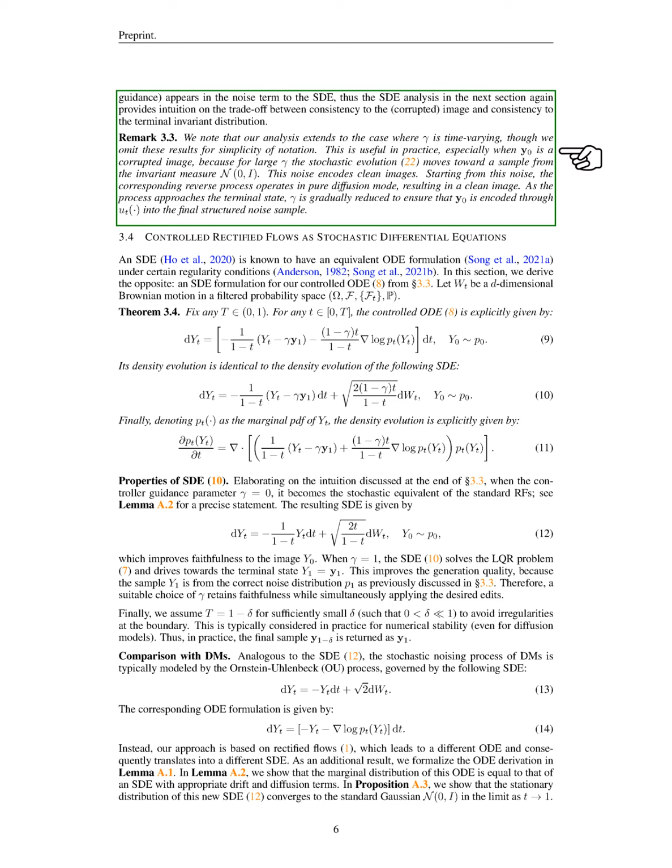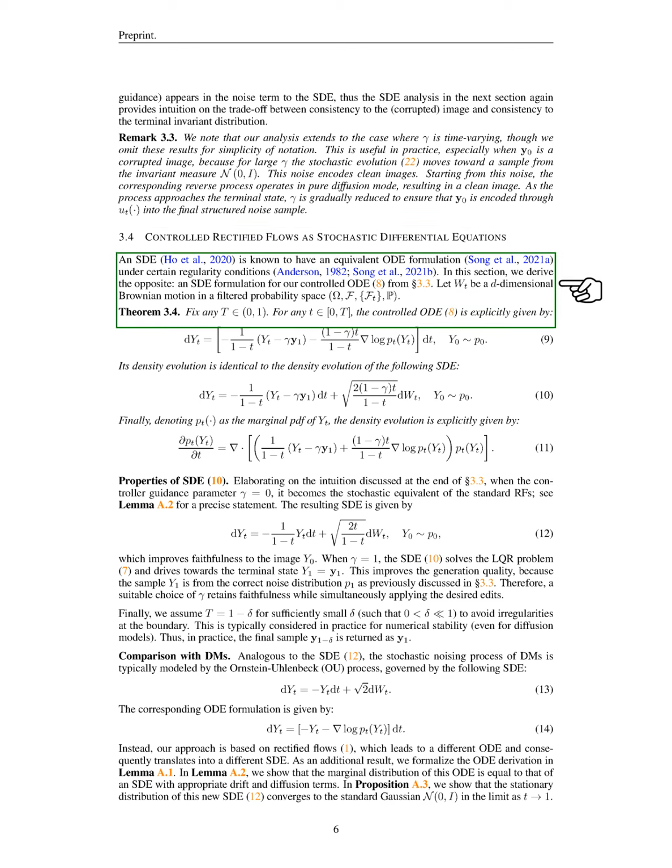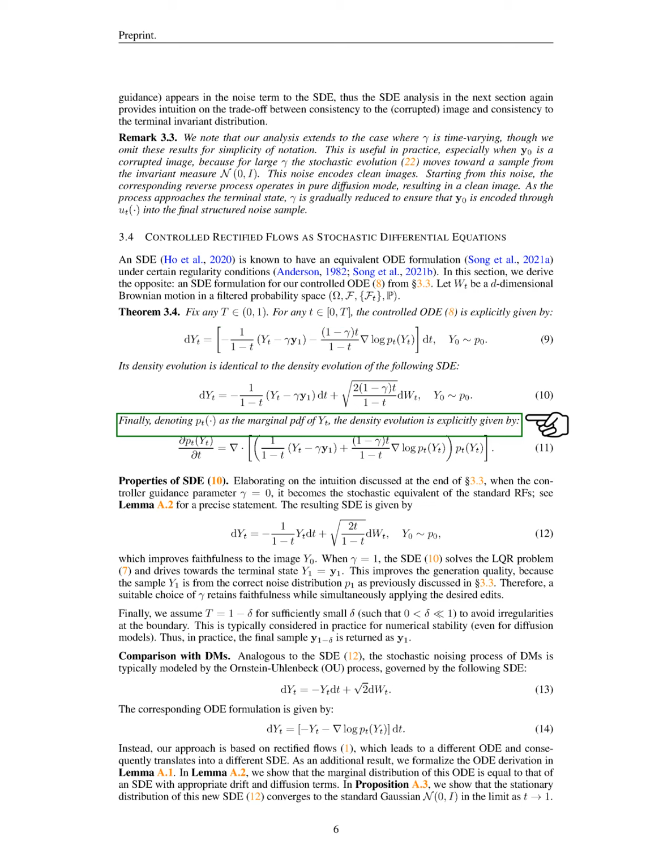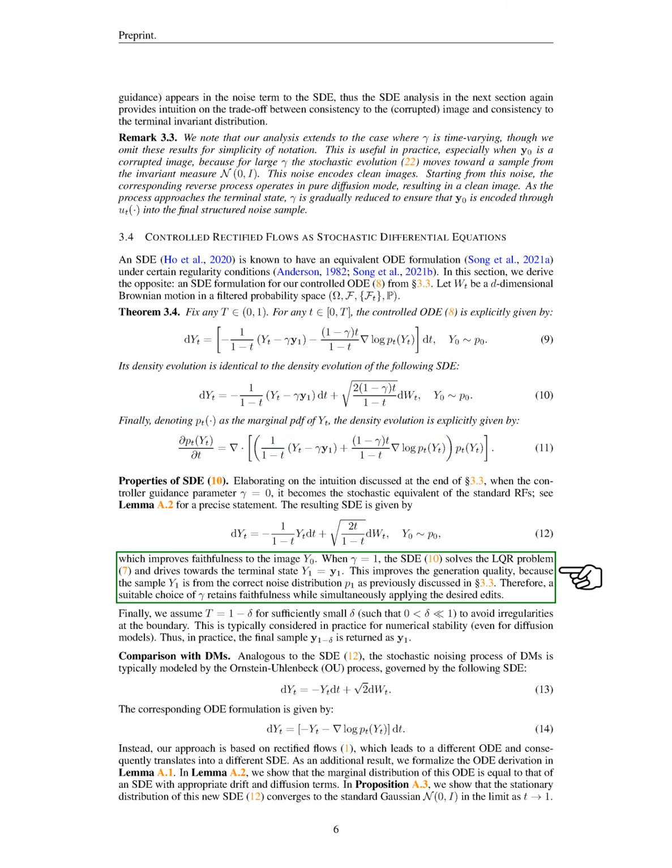Section: Controlled rectified flows as stochastic differential equations. In this section, we derive a stochastic differential equation, SDE, formulation for our controlled ordinary differential equation, ODE. We start with a d-dimensional Brownian motion in a specific probability space and consider a fixed time interval. The controlled ODE describes how the density evolves, which is similar to the density evolution of the corresponding SDE. When the controller parameter is set to 0, we find that the SDE aligns with standard rectified flows, enhancing the accuracy of the initial image.